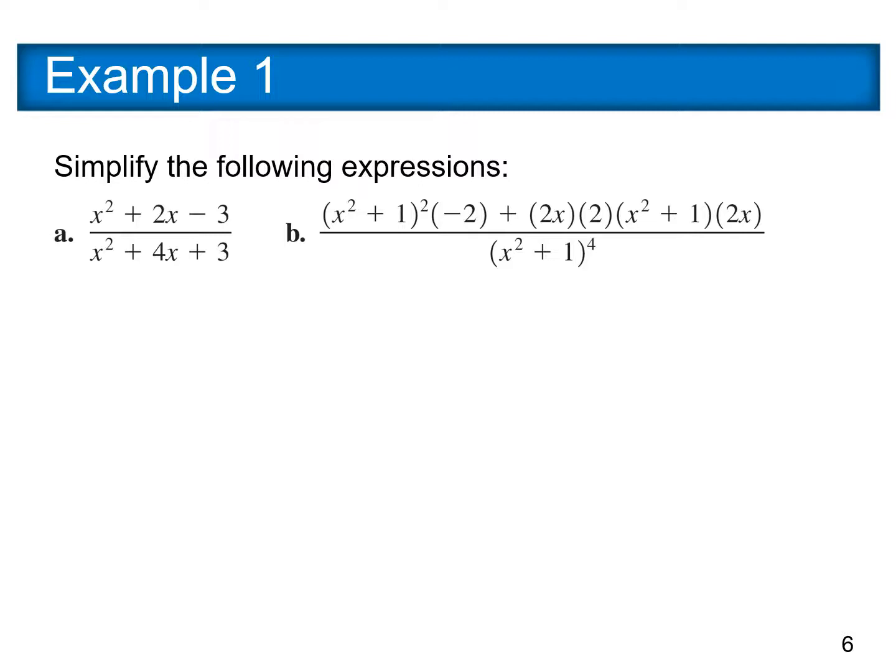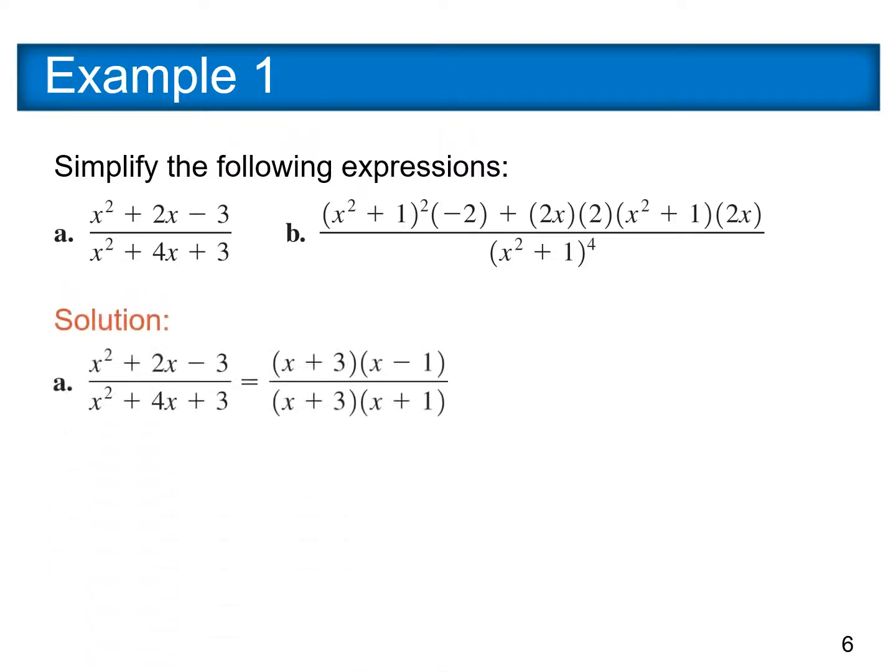So here's a couple of examples I want to go through. The first one, example A, we have x squared plus 2x minus 3 divided by x squared plus 4x plus 3. Now what happens here? From the first part to the second part, I used the quadratic formula that I taught you in the first chapter, and on the bottom I used it again in order to find my zeros, to find the factors of those two polynomial functions. So I can rewrite the top one as x plus 3 times x minus 1, and the bottom one as x plus 3 and x plus 1.